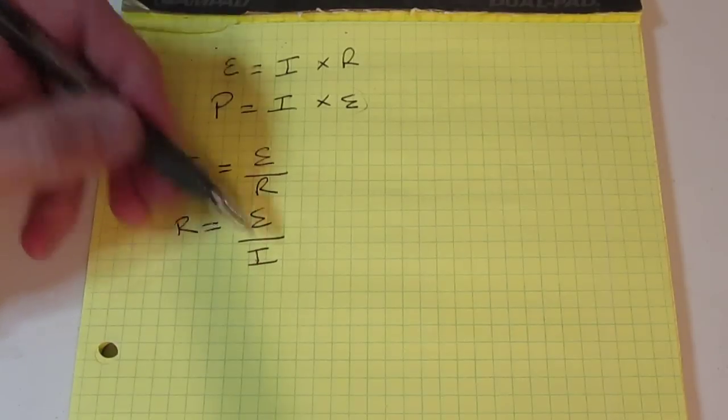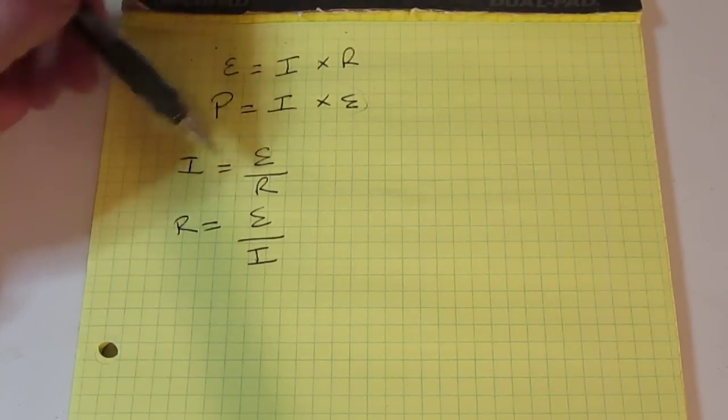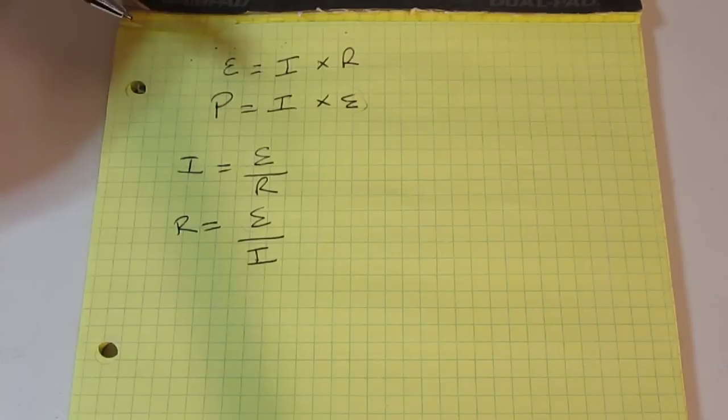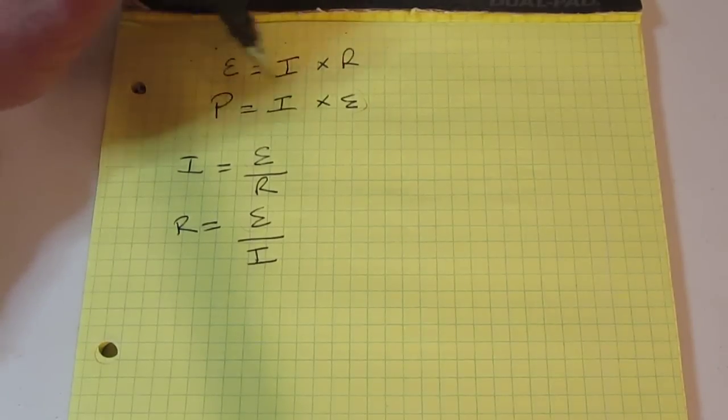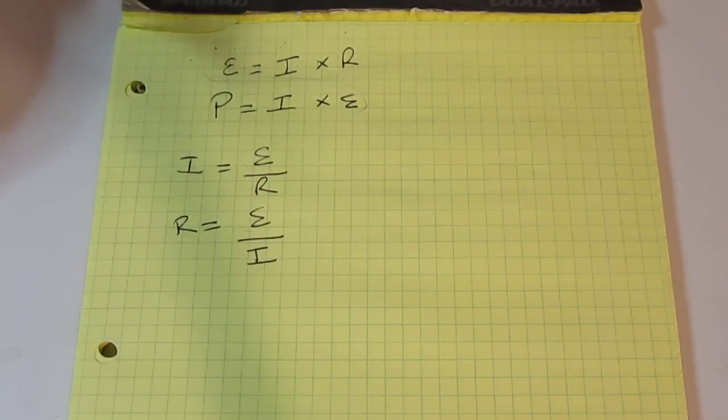The thing that's interesting about these other two that you're solving for is that E is always on top of that fraction. So if you can remember this one, in these other variations E will always be on top, and there's only one variable left, and that's going to be the one on the bottom.